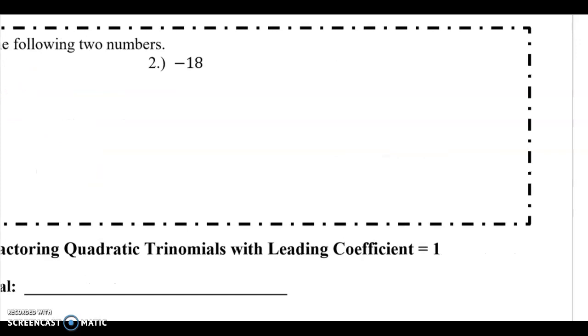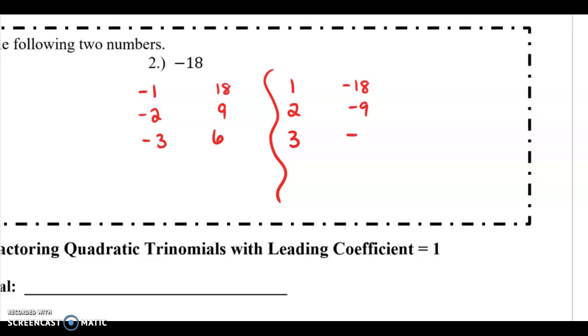And then the same thing with 18. If I want -18, that's -1 and 18. But I could flip it around and make it +1 and -18. Okay, so when you have a negative number that you're trying to multiply to, the negatives can flip to one or the other, the smaller or the larger factor. So that would also be -2 and 9, or +2 and -9. And then -3 and 6, or +3 and -6.